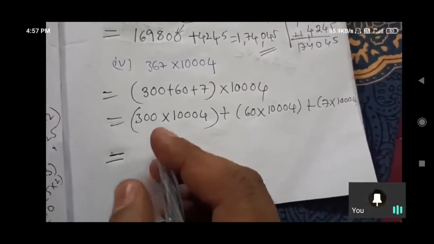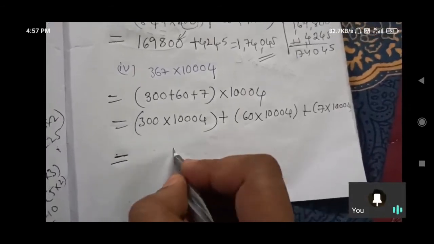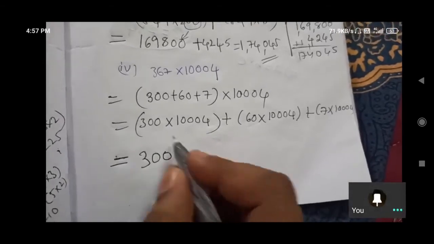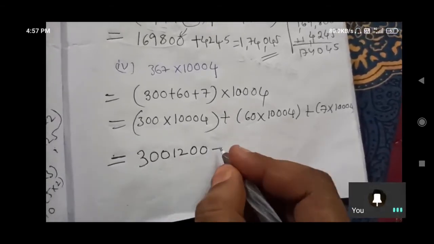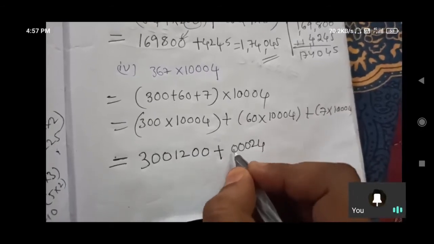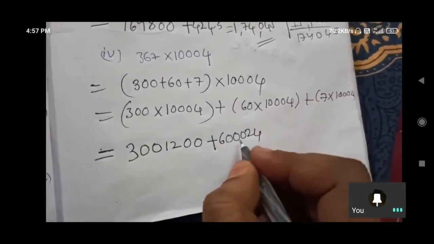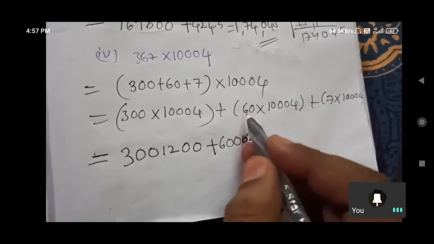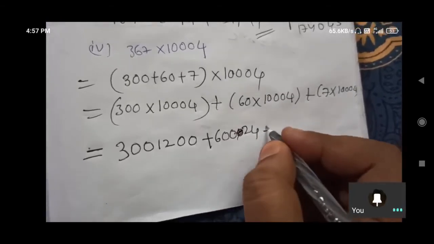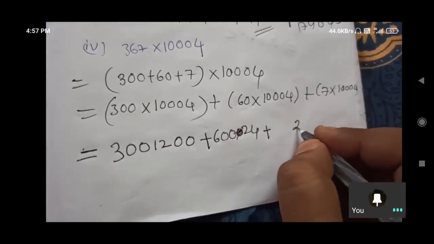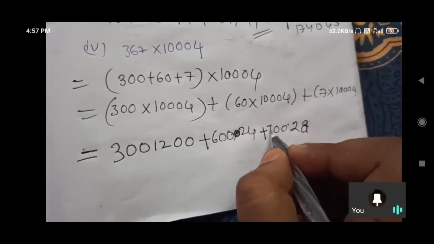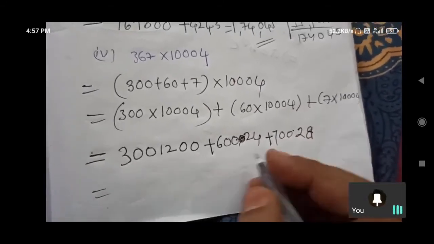Okay, now I will give some more homework for you. 3 4s are 12, 3 zeros are 0, 3 zeros are 0, 3 1s are 3. So 2 zeros we have to keep here, plus 6 4s are 24, 6 zeros are 0, 6 zeros are 0, 6 zeros are 0, 6 1s are 6.